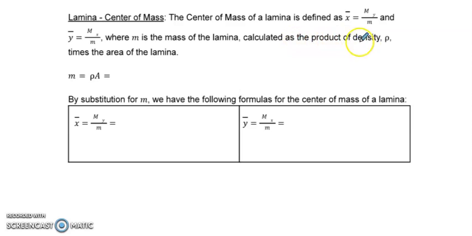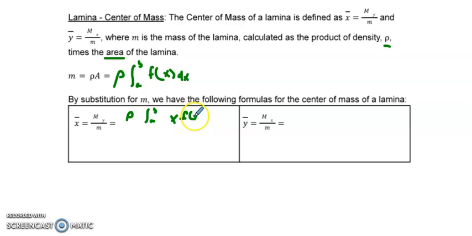And the lamina's mass is calculated as density times the area of the entire lamina. Just keep in mind that mass is rho times the area, but of course for area we have to integrate to get it exactly. So it's the integral from a to b of f of x dx. The moment with respect to y from the prior video was rho times the integral from a to b of x times f of x dx. And the full mass of the whole lamina is rho times the integral from a to b of f of x dx.